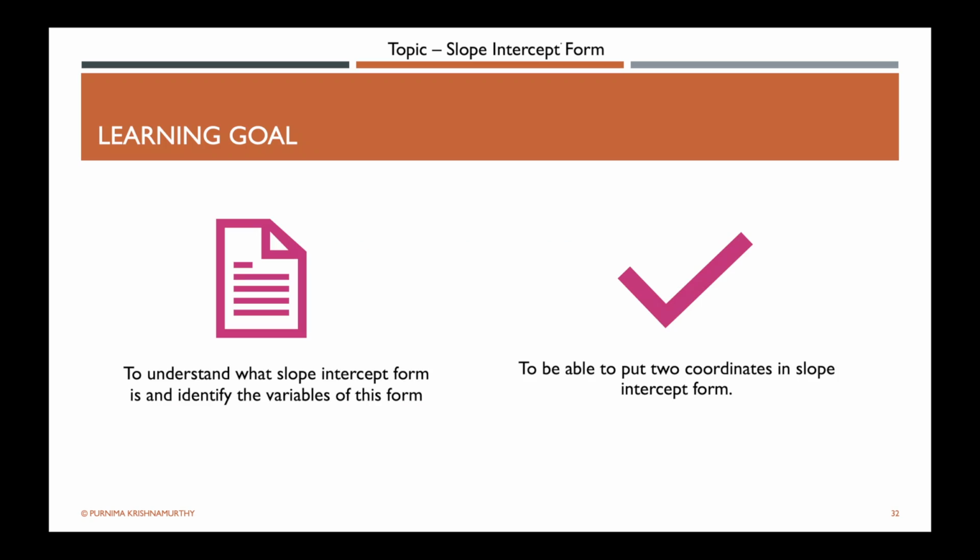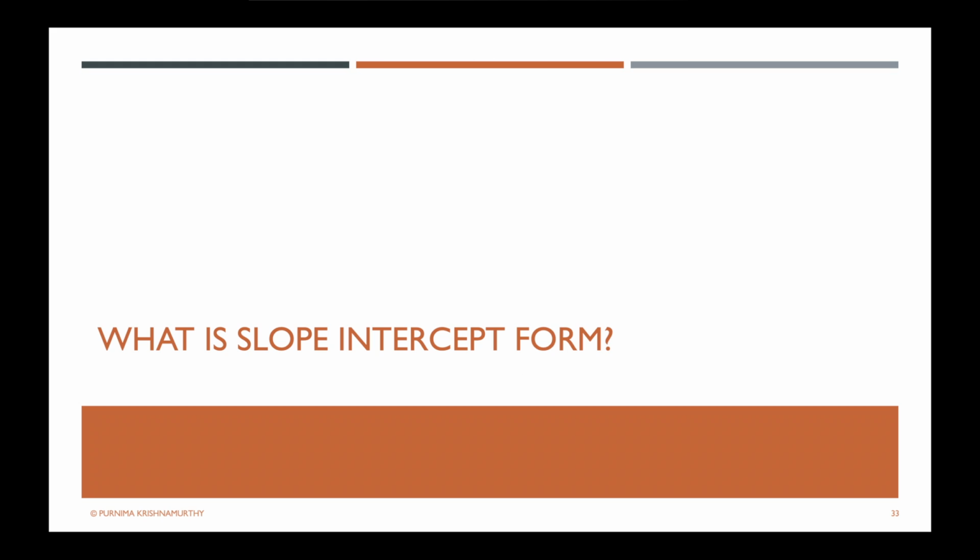Slope-intercept form. By the end of this video, I hope that you understand what slope-intercept form is and identify the variables of this form. And I also hope that you are able to put two coordinates in slope-intercept form. There are different ways to write linear functions. One of the ways to write it is in the form called slope-intercept form.